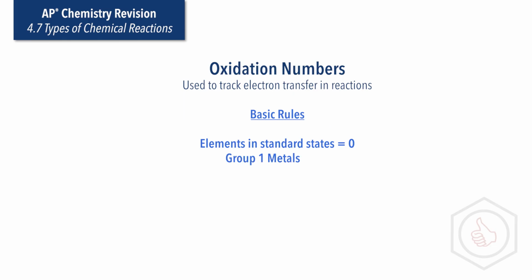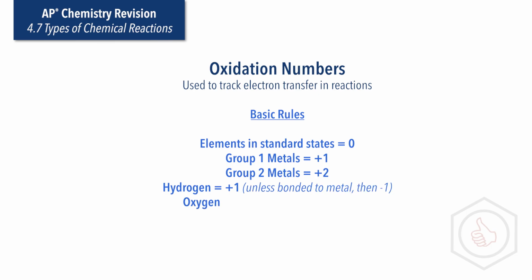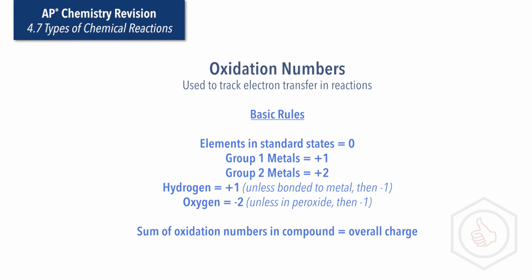Group 1 metals in compounds have oxidation numbers of positive 1, Group 2 metals in compounds have oxidation states of positive 2, and hydrogen always has an oxidation state of positive 1 unless it is bonded with a metal, in which case it has a negative 1 oxidation number. Oxygen always has an oxidation state of negative 2 in a compound unless it's in a peroxide. For example, hydrogen peroxide, H2O2, it has an oxidation number of -1. The sum of oxidation numbers in a compound equals the charge of the species.